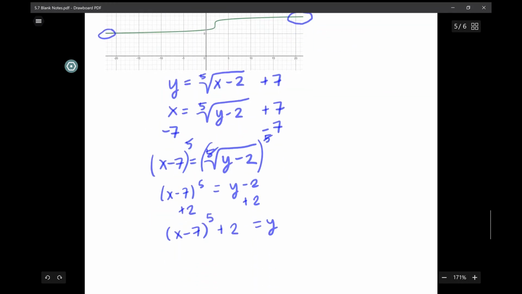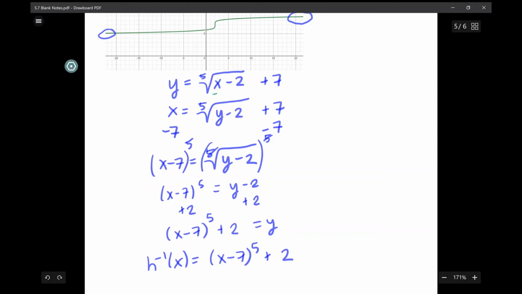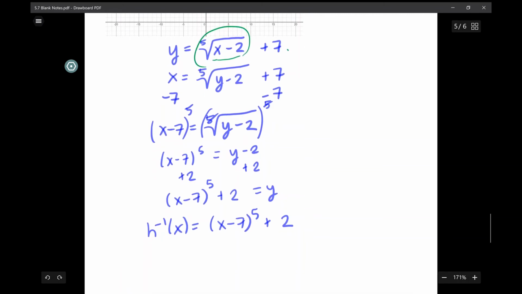What was the name of this guy? So h inverse of x equals (x minus 7) to the fifth plus 2. And let's just take 10, 20 seconds here to think about what's going on. In my original function, I took my value, I subtracted 2 from it, I took the fifth root, and I added 7. In my inverse function, I subtract 7, raise it to the fifth power, and then I add 2. And you can see that those steps are in the opposite order, and that's what makes inverse functions.